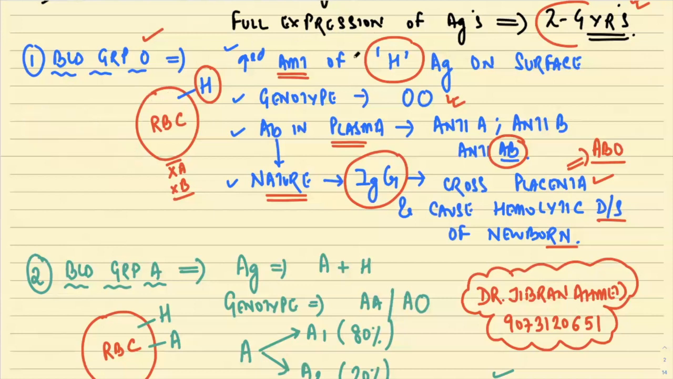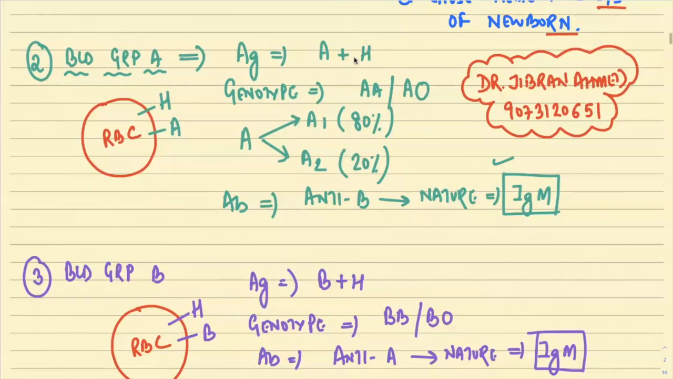Now let us go to the next blood group, which is blood group A. So this is the RBC. They have H antigen. H antigen is the base antigen which is also present in the O blood group individual. Along with that, in addition, they have A antigen as well. So the antigens present on the RBC surface are A as well as H.